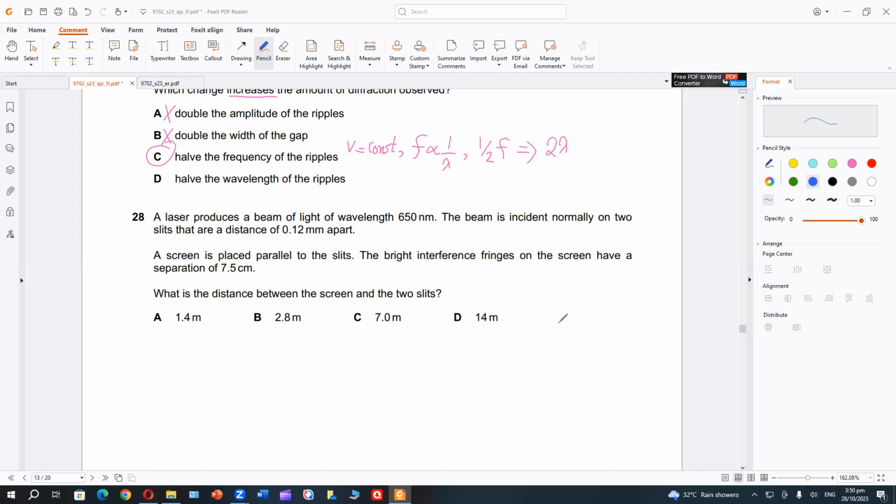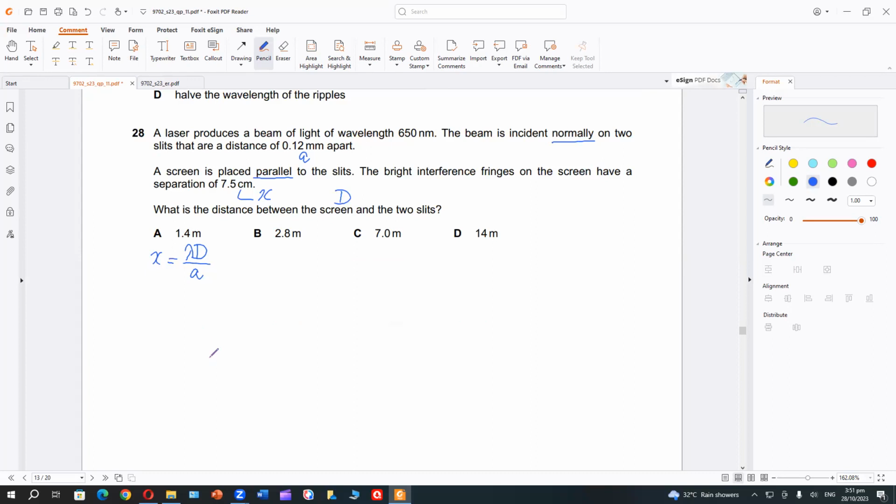A laser produces a beam of light of wavelength 650 nanometer. The beam is incident normally on two slits that are a distance of 0.12 millimeter apart. So this will be the value of a. The bright interference fringes on the screen have a separation of 7.5. This should be x. The distance between the screen and the two slits should be D. The formula says x is equal to lambda D upon a.